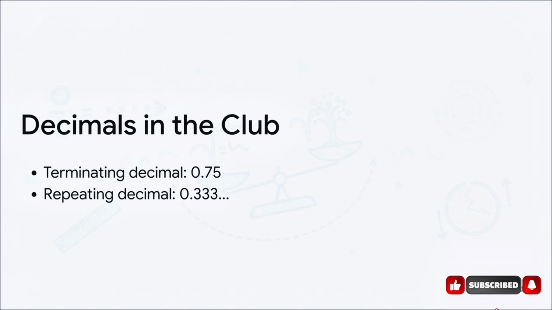And the disguises get even more clever when we start talking about decimals. 0.75 might look like a regular decimal, but it's actually just 3/4 in a trench coat. It's a terminating decimal, which means it stops. And then we have 0.333 repeating. Even though it goes on literally forever, it's completely predictable. It's really just the fraction 1/3 showing off a bit.